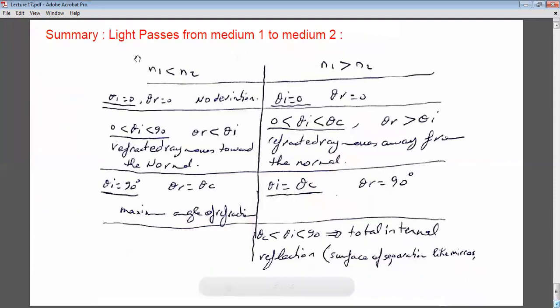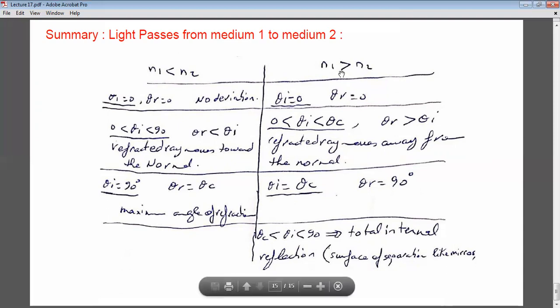Now let's summarize. If n1 is less than n2, there are three special cases. Theta initial equals 0, theta refracted equals 0, no deviation. If theta initial is between 0 and 90, theta refracted is less than theta initial, which means that it will move toward the normal. If theta initial is 90, theta refracted is theta critical. This is the maximum angle of refraction.